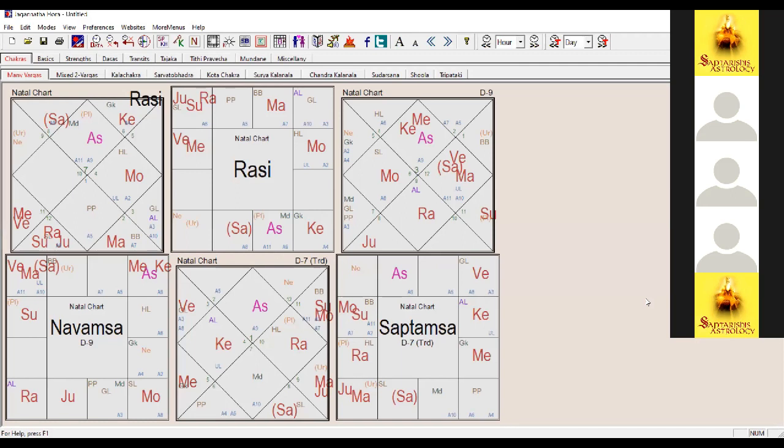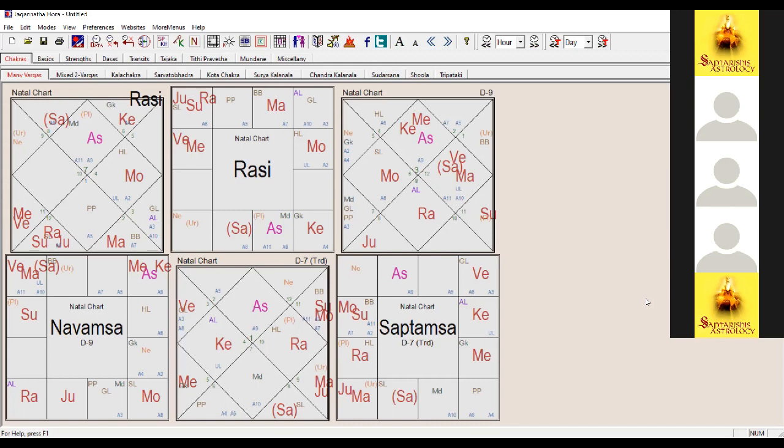Okay, so now see the D7 chart. Are you there? Yes. Now you have the D7 chart. You can see that chart on your screen. Now see where the moon is located in D7. The moon is in the Aquarius sign, with the sun.